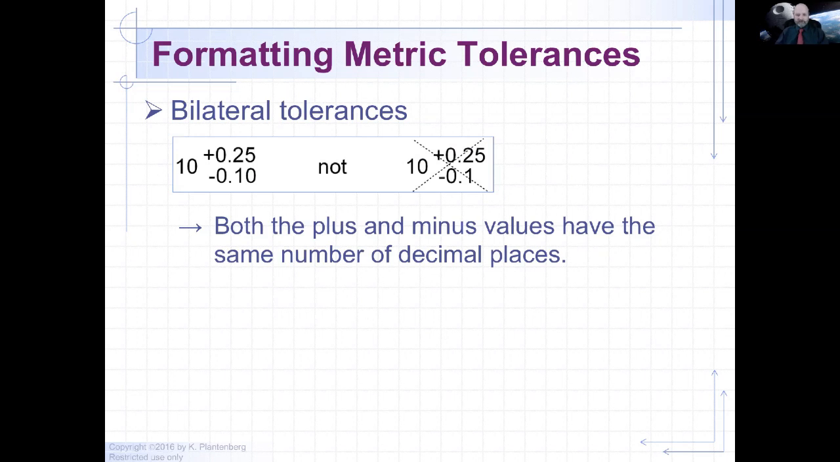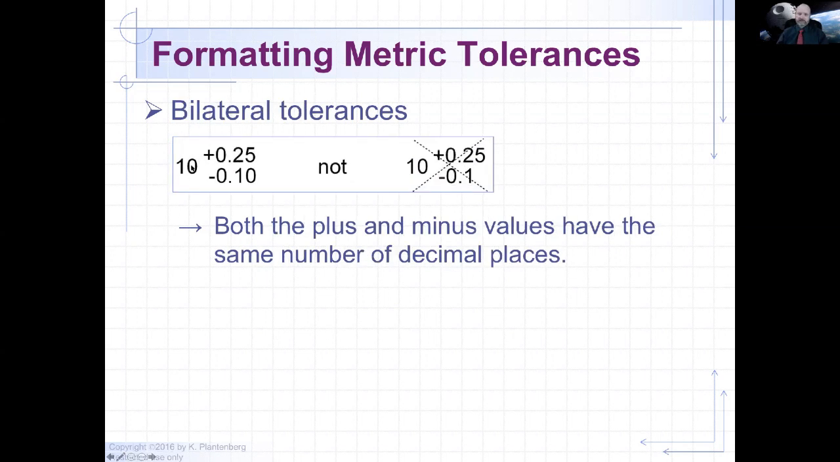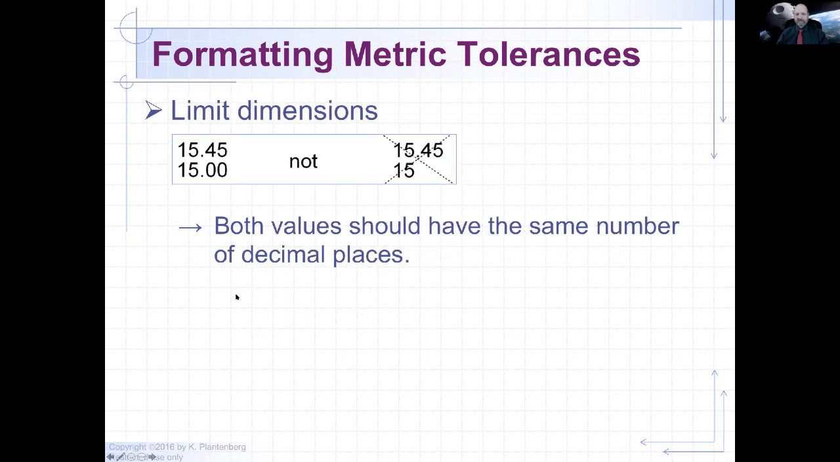Then you have bilateral. If you do bilateral plus or minus, you always have to have the same number of decimal places. Both the plus and the minus have to have the same number of decimal places. If you write it like this, it's wrong. So for the tests and for the homework, you have to make sure that you stay consistent. We had this one where this is the basis, and then you have a range around that basis. And this one just shows you the range that is allowed. These are called limit dimensions. They also have to have the same number of decimal places.